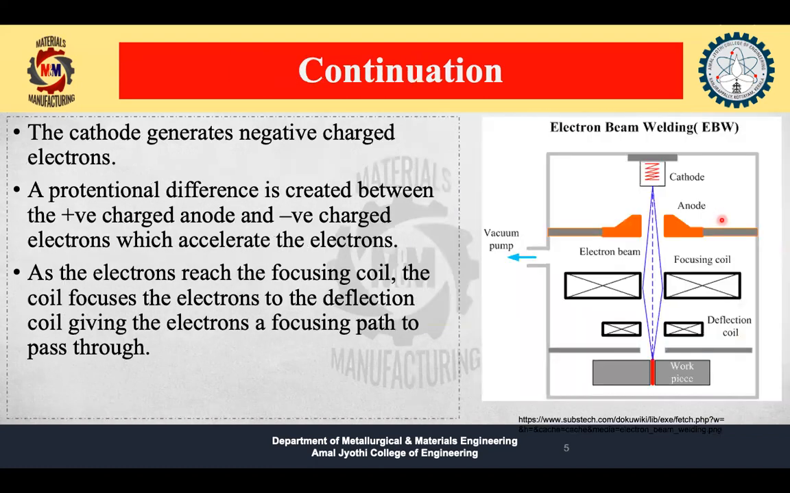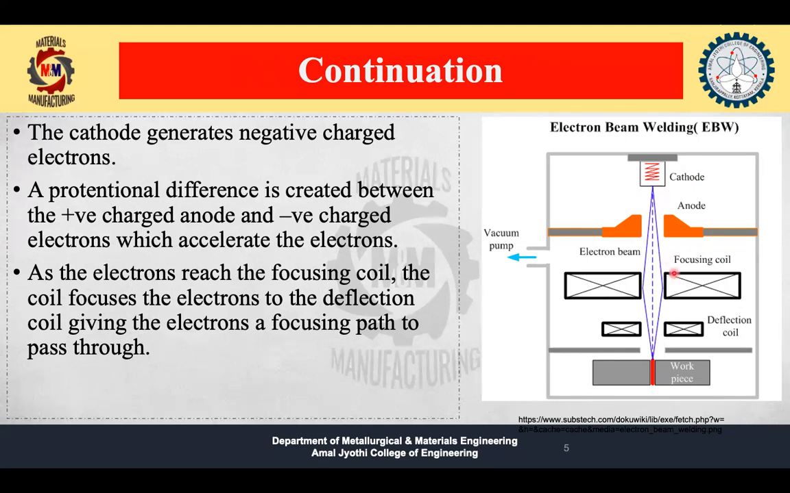So let's look into a bit more detail on how the operation works. Here is a diagram of electron beam welding equipment. Now, when this equipment is connected to a power supply, the cathode generates negative electrons. And these negative electrons need to be accelerated. So below the cathode, you can see an anode. The anode is positively charged and the cathode is negatively charged. Due to the difference in charge, there will be a potential difference, and this potential difference is what accelerates the electrons.